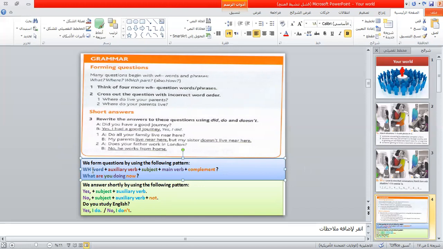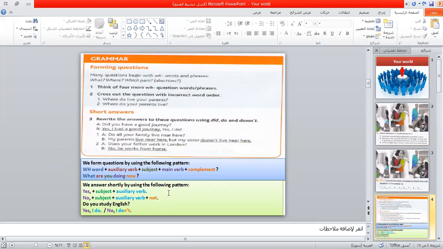As you can see here, we start with the WH word, auxiliary verb, subject, main verb, and the complement. And here we have an example, so they will know how to form questions using WH words. Then here we have an example to practice this pattern.